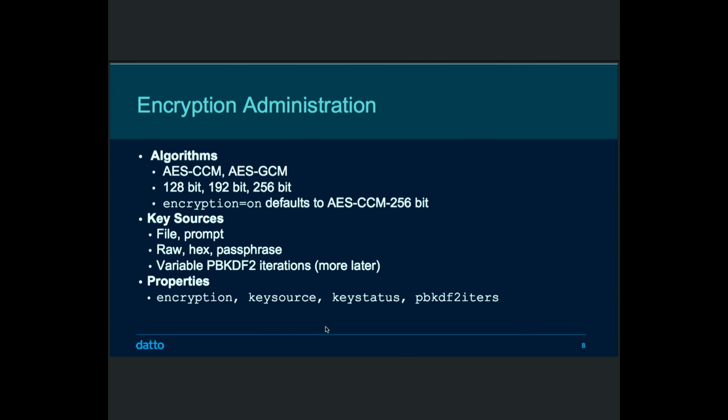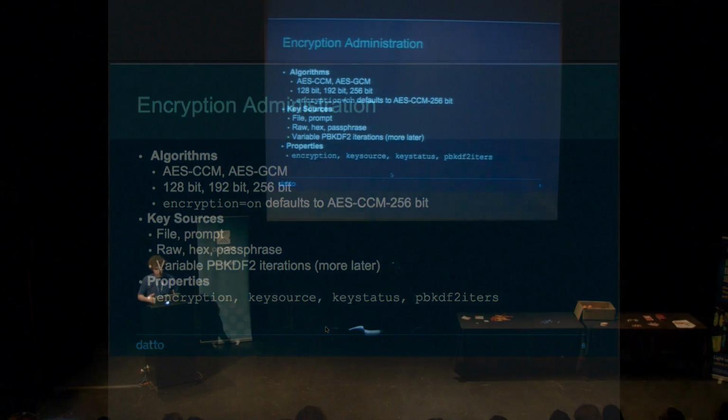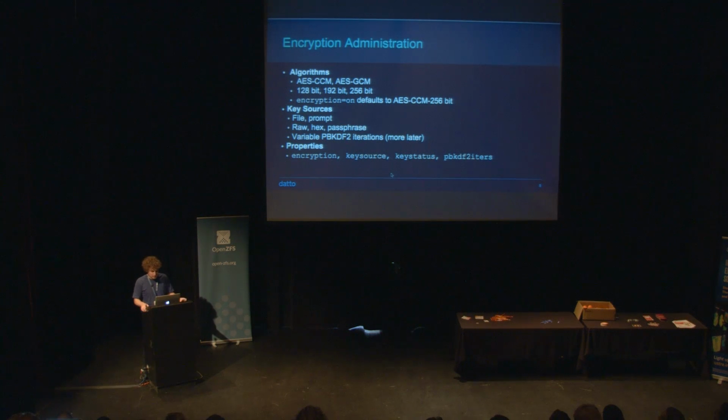Encryption will default to off, but if you say encryption equals on, that will default to AES CCM 256-bit. The key sources, which again is how you're going to give your key: you can specify that you want to do it from a prompt. So basically, when you say ZFS mount or ZFS key -L or one of those other commands, it will prompt you for your key at the command line.